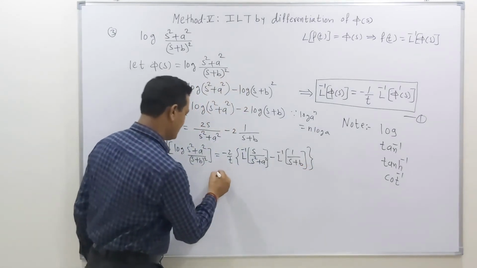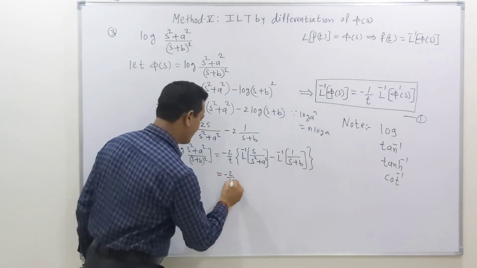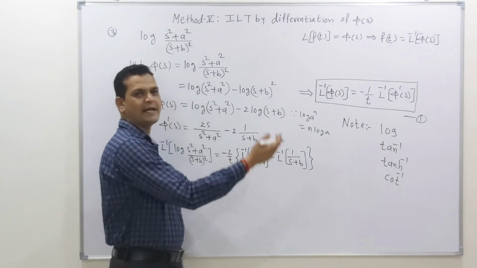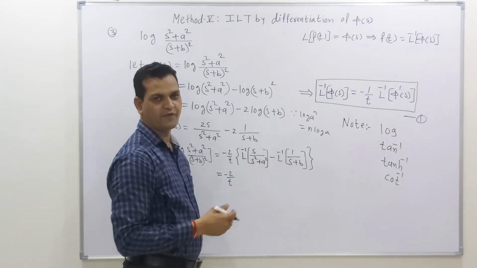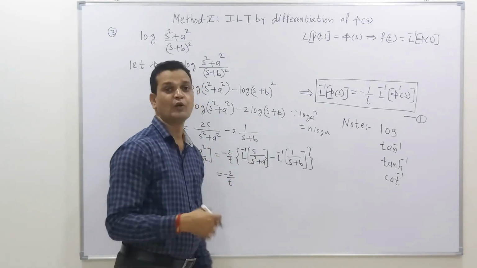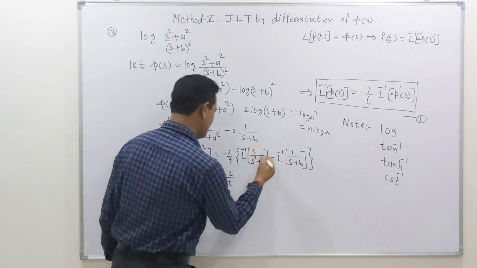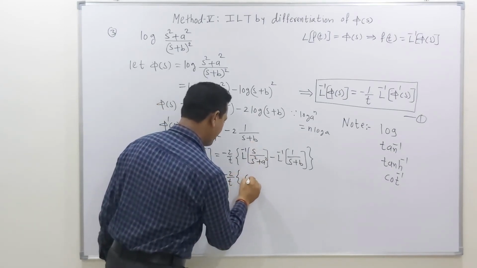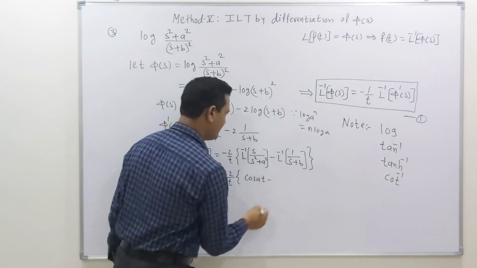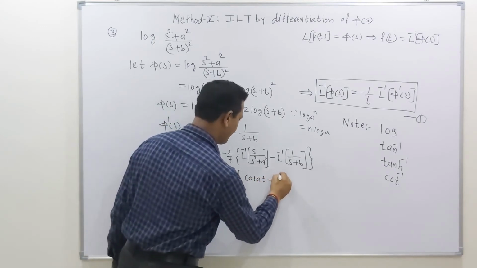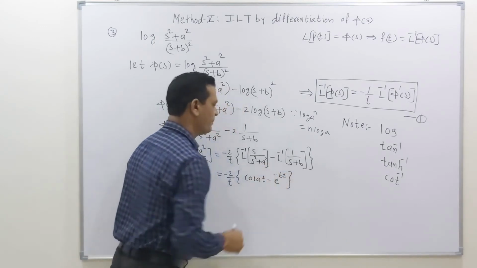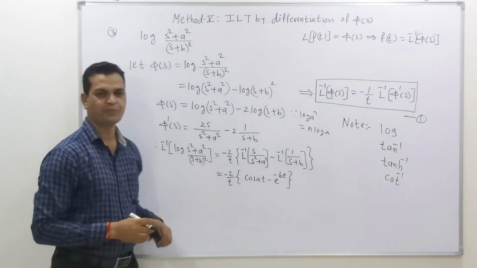So this is very simple. So we get this as minus 2 upon t. So we take these two directly common from the inverse Laplace transformation according to the linearity property. So now this is the standard result of cos of at, and this is the standard result of e raised to minus bt. So friends, this is the third example.